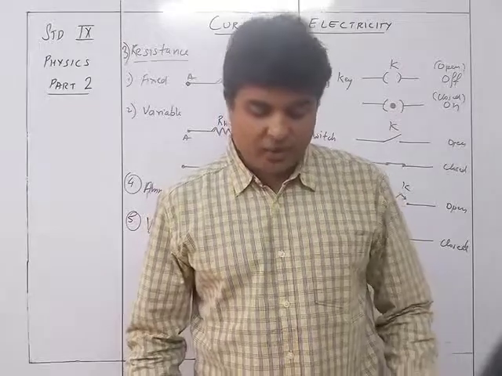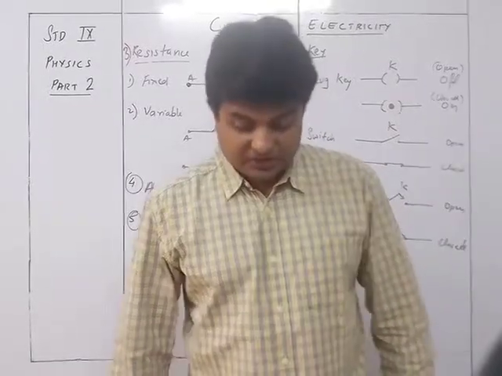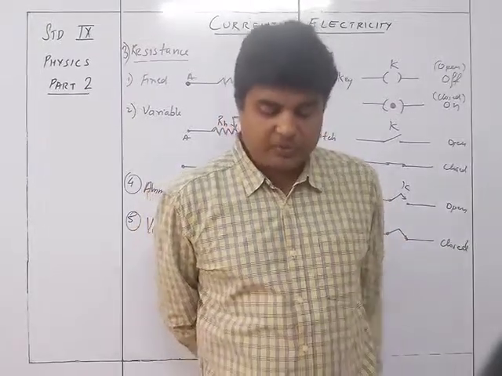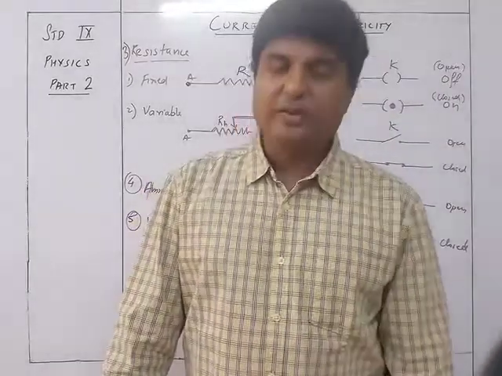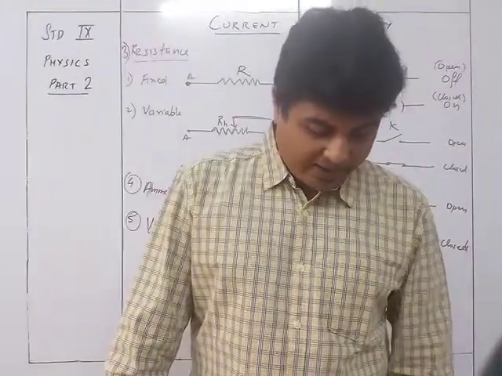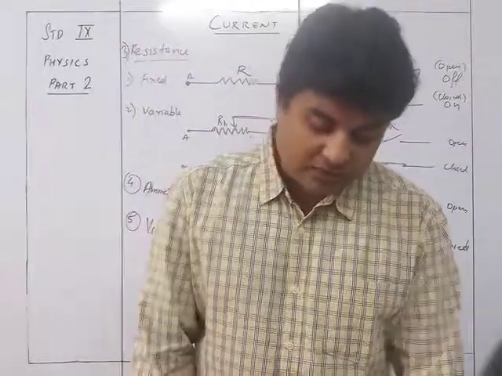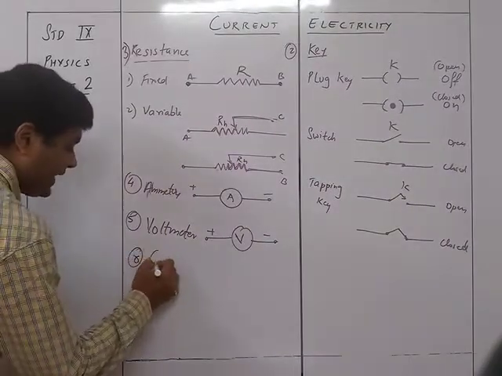It has a dial on which deflection of the needle shows the potential difference across the points of a circuit between which the voltmeter is connected. Different kinds of voltmeter are required for measurement of alternating and direct potential difference. The last one, the sixth one over here, is the galvanometer.